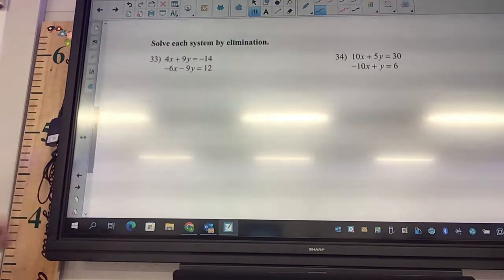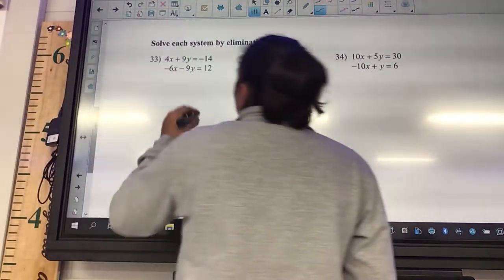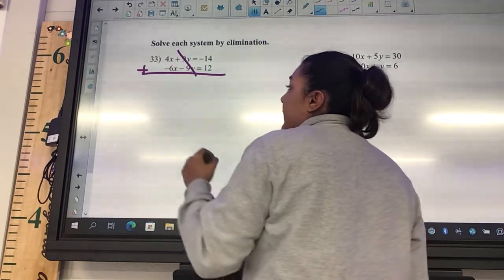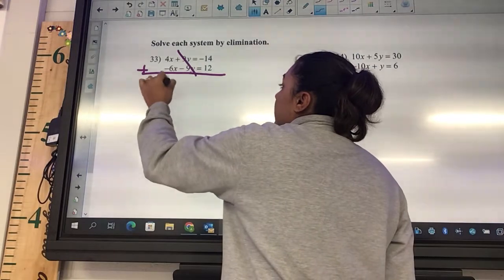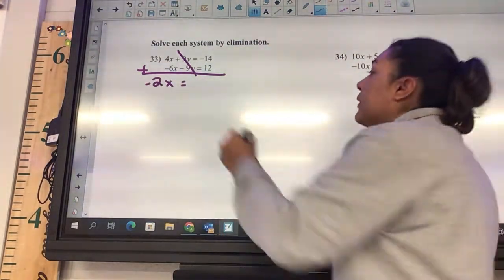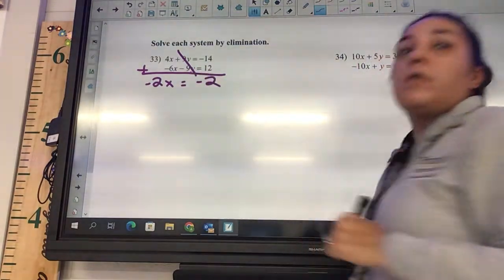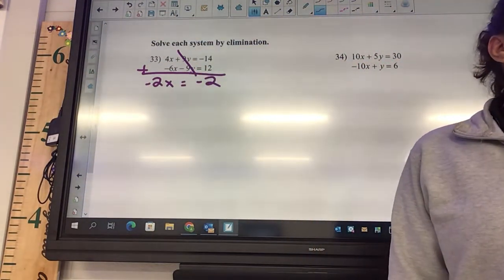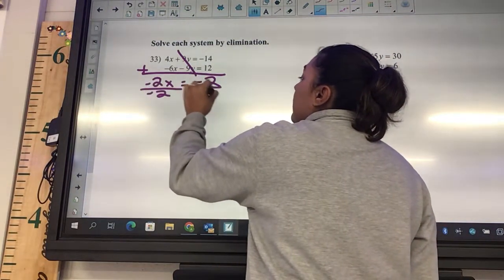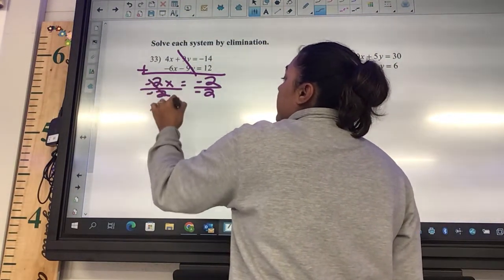Okay, last one, solve by elimination. What do we do first? Yep, so we're going to add these together and then the 9's cross out. 4 plus negative 6 is going to be negative 2x equals negative 14 plus 12, negative 2. And then we're going to divide by negative 2. And we get x equals 1.